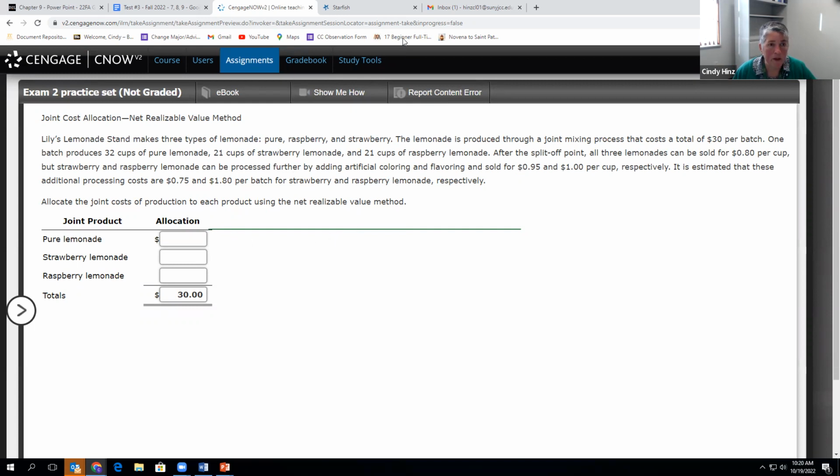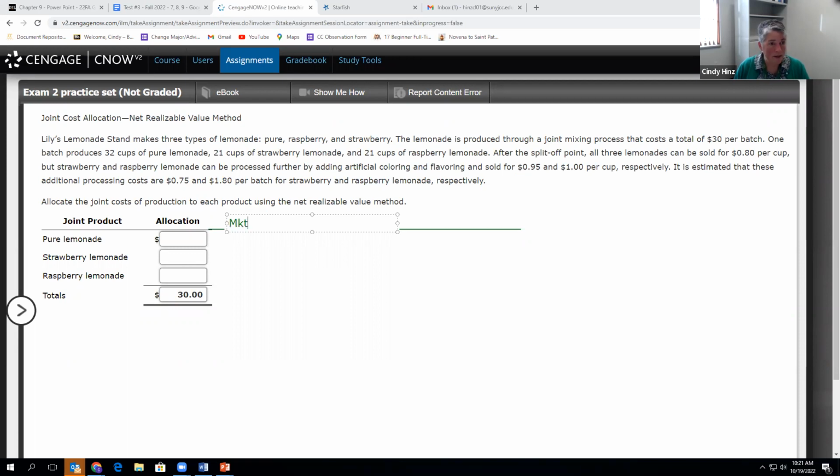And so let me get my writing utensil up here. And so part of this technique is comparing the market value at split off to the greater of that market value or the net realizable value. But in the interest of time, I'm just going to show you the net realizable value part of this because it's going to be the method that we use for this exercise. So let me show you just the net realizable value.